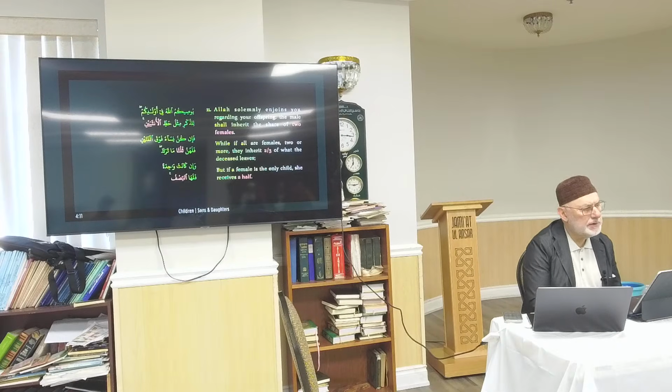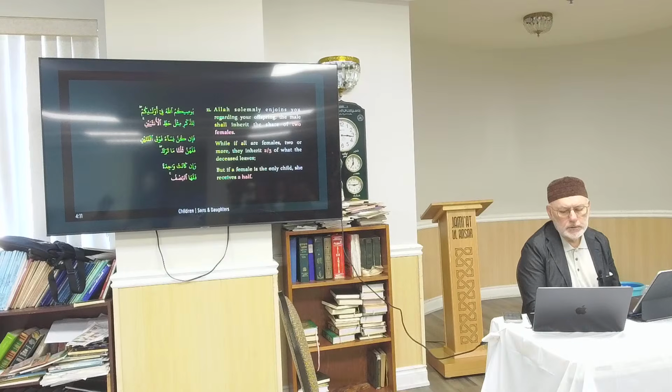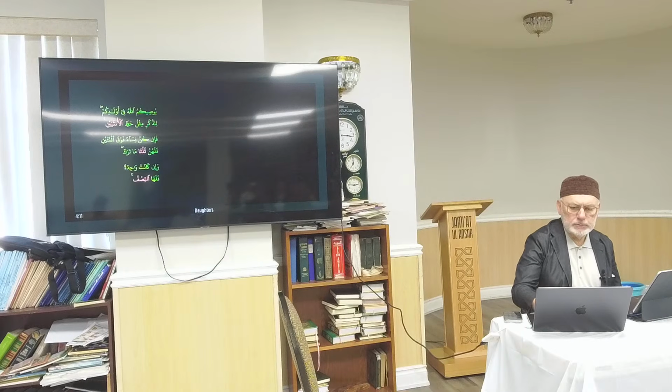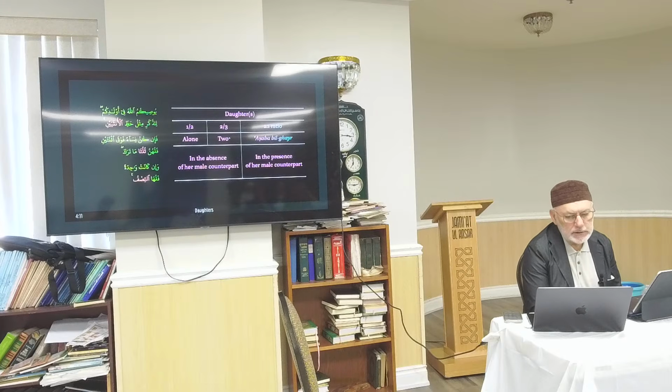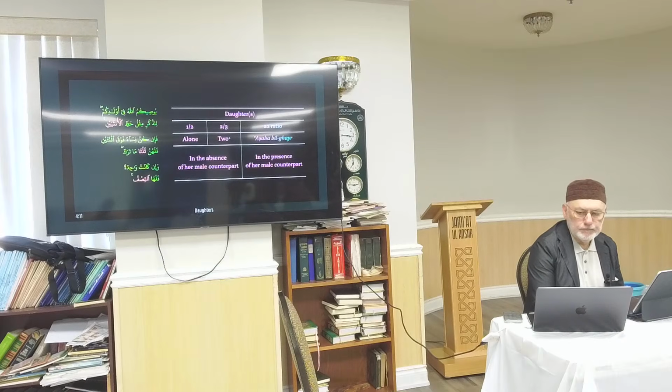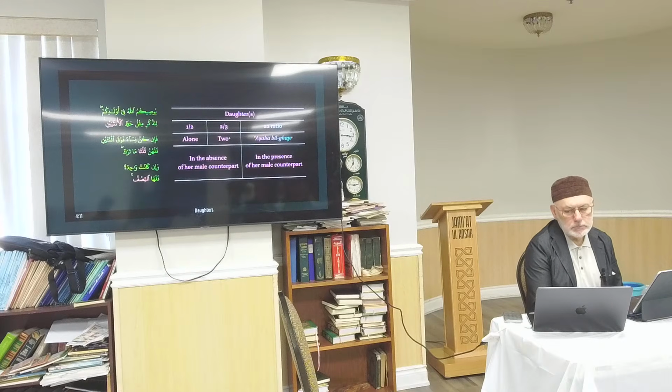It gives three options here, three examples, and I put them in a table. For daughters, if the daughter is alone, وإن كانت واحدة فلها النصف. If the daughter is alone, i.e. in the absence of her male counterpart, then she gets a half. فإن كن نساء فوق اثنتين, if there are two or more, then they get 2/3. And if there is عصبة بالغير, so they become عصبة because the male counterpart is present, then the asset gets distributed in a 2-to-1 ratio.